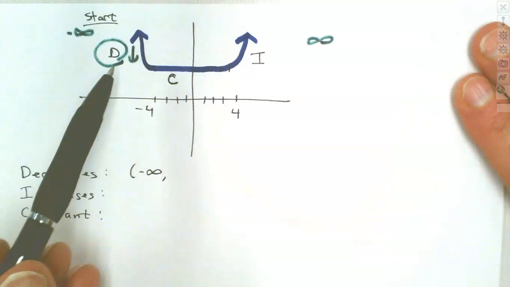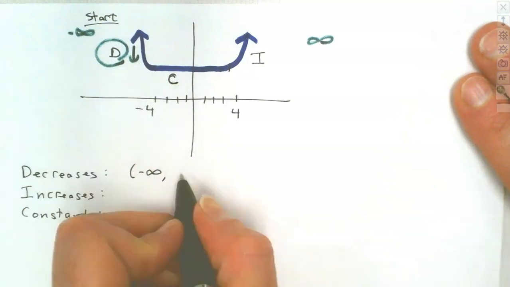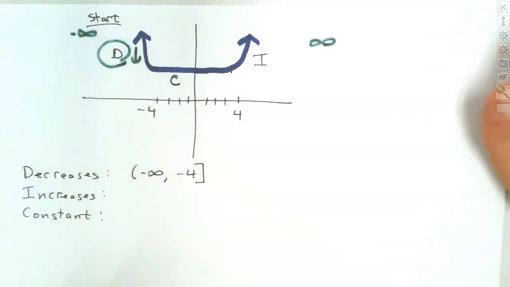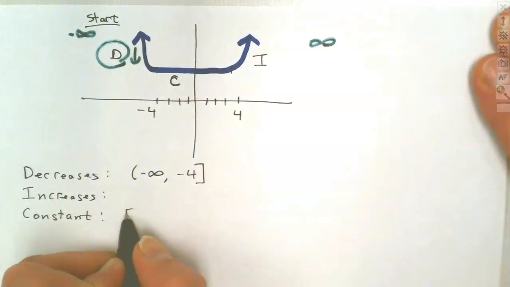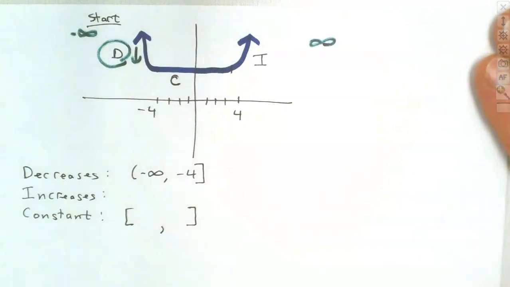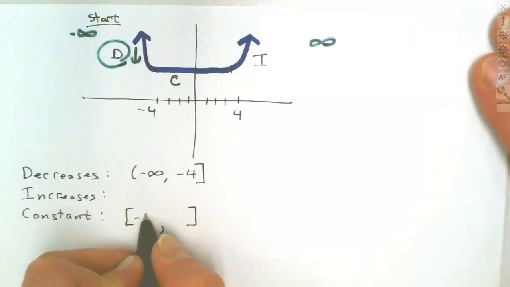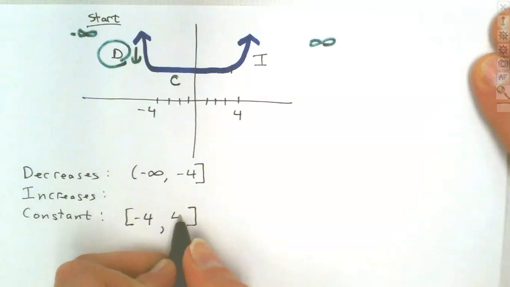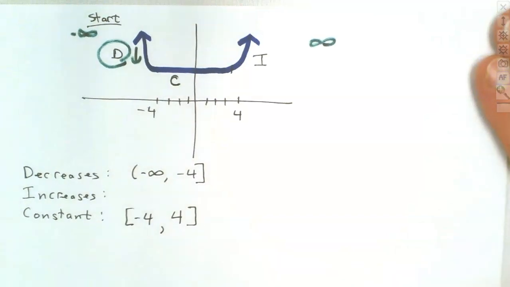And where does it stop decreasing at? At about -4. So it decreases from -infinity to -4. And then it's constant. So the middle is constant. And where is it constant from? It's constant from about -4 to 4. And then where does it increase from?